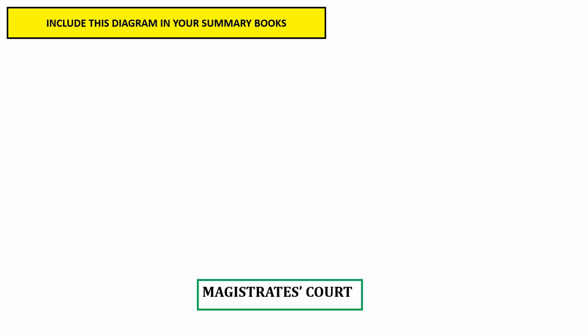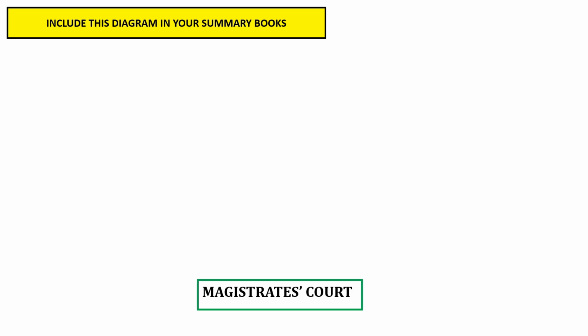In this slide, I will set out in diagrammatic form the original jurisdiction and the appellate jurisdiction of each of the courts in the Victorian civil court hierarchy. This is a very important diagram which you need to include in your summary books. It will provide you with a very useful point for revising your knowledge of the original and appellate jurisdictions of each of these courts.